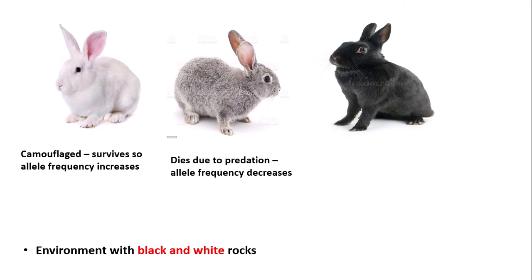And the effect with the black rabbits is the same as the white rabbits. They are camouflaged against the black rocks, so they survive, so their allele frequency increases. So in this case, the grey rabbit is the average phenotype. So the evolution of this population would produce the M-shaped distribution curve as I showed you earlier.